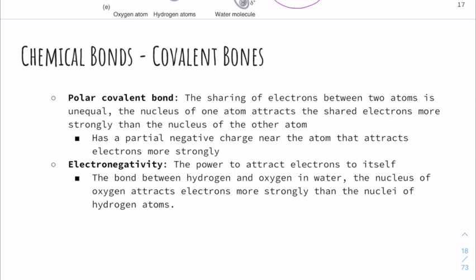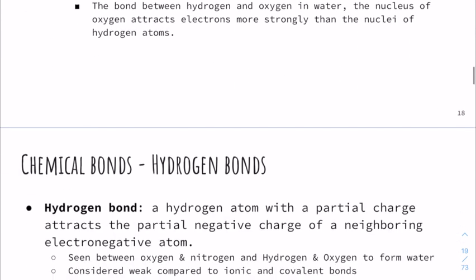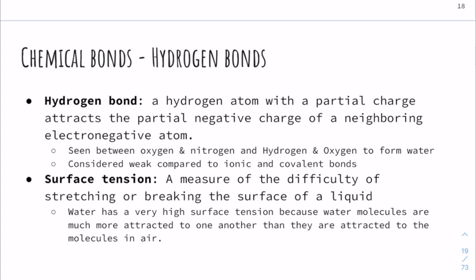We also have hydrogen bonds. Those are different than covalent bonds. A hydrogen bond has a hydrogen atom with a partial positive charge that attracts a partial negative charge of a neighboring electronegative atom. So again, between oxygen and nitrogen, we'll see hydrogen bonds. Of course, with water, because we have hydrogen bonding with oxygen. So those are technically hydrogen bonds, but they're also considered weak compared to ionic and covalent bonds.